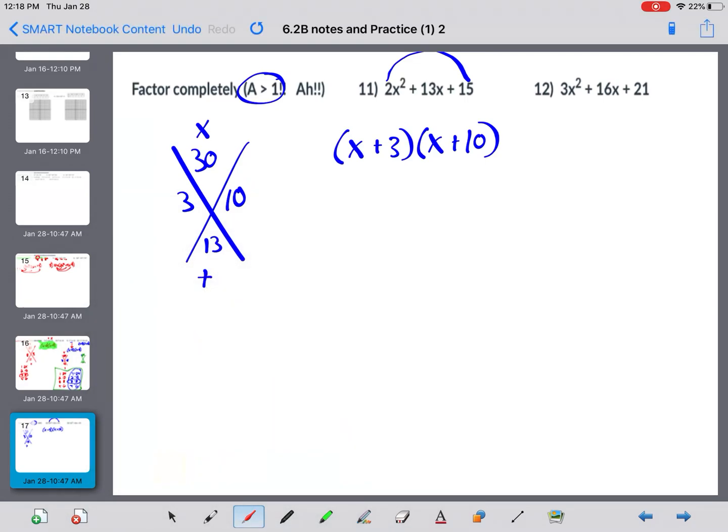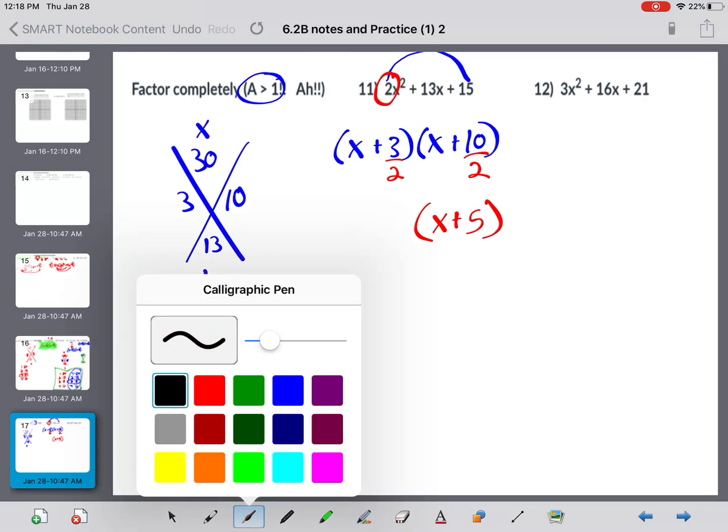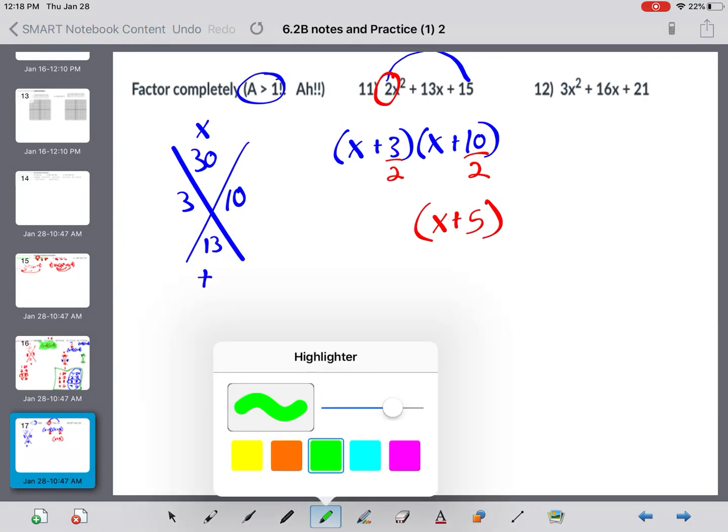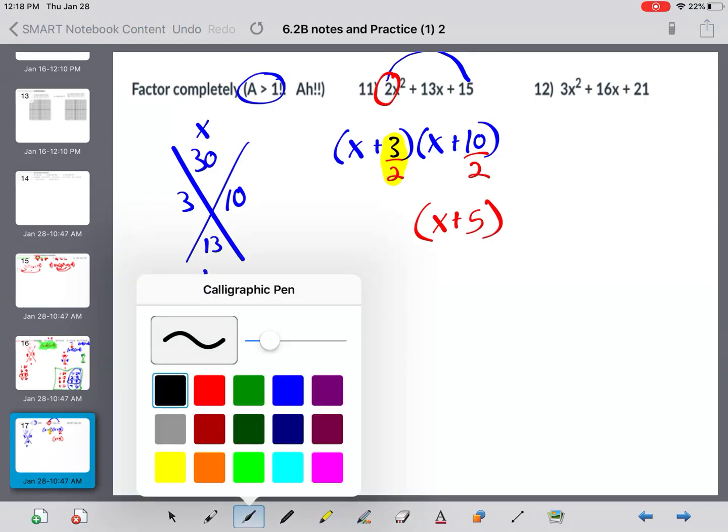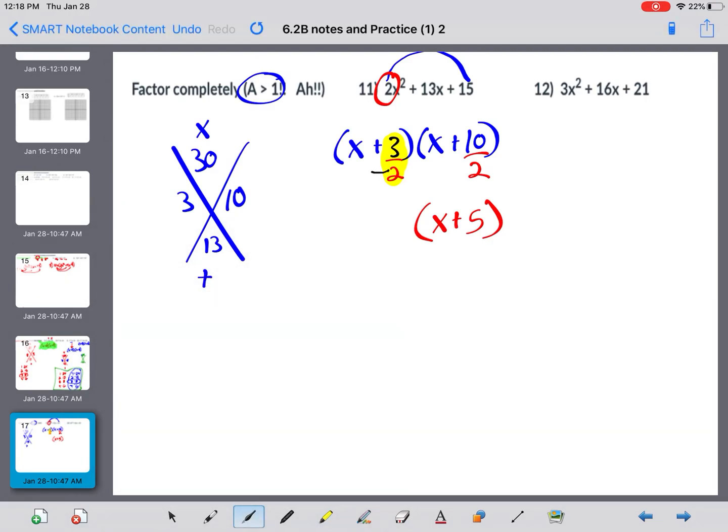This 2 right here, this leading coefficient, gets slid underneath those numbers and we divide. And in my second parentheses, it says x plus 10 divided by 2. Well, that's just the same as x plus 5. So that factor is correct. Always try to simplify these fractions, this dividing, if you can. Like I did, 10 divided by 2 is 5. Sometimes you can reduce the fraction and you're still left with a fraction. If you can reduce it, you have to reduce it.